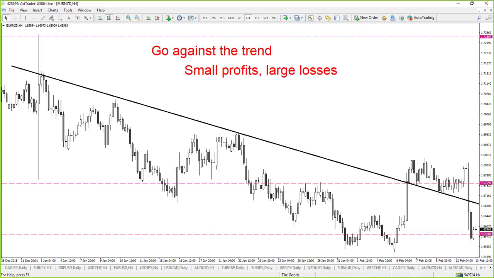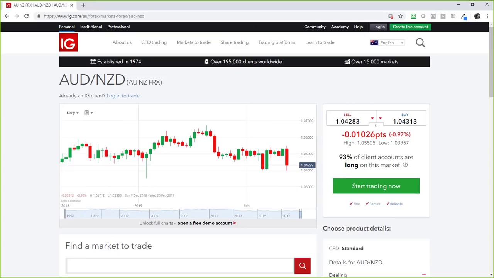And let me give you another one that looks really good right now. I want to share this with you. So 93% of our traders are long Aussie Kiwi. So what does that tell me? Well, I definitely have a downward bias.